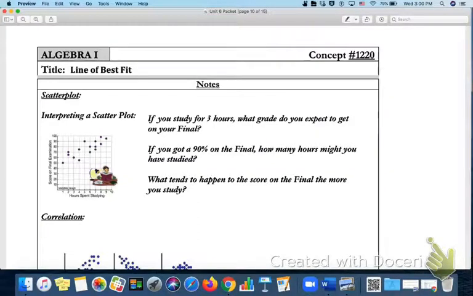Algebra 1, Concept 1220, Line of Best Fit.